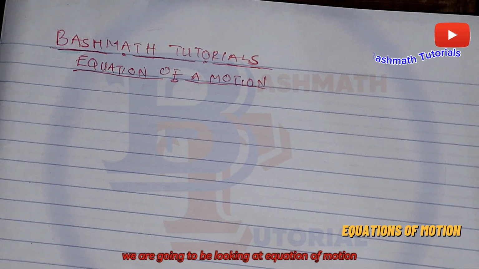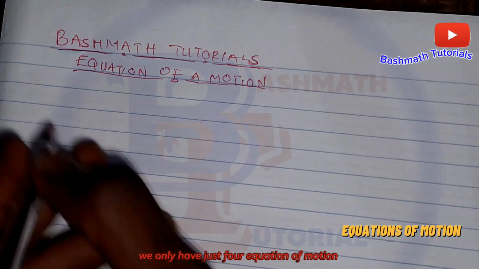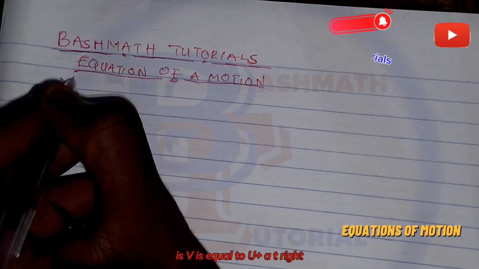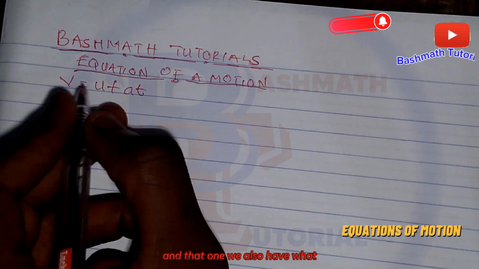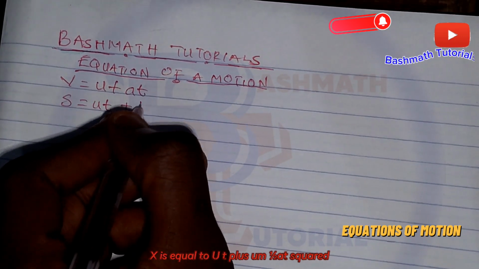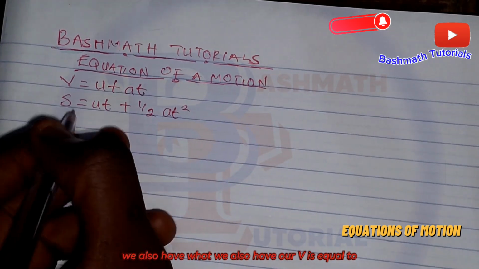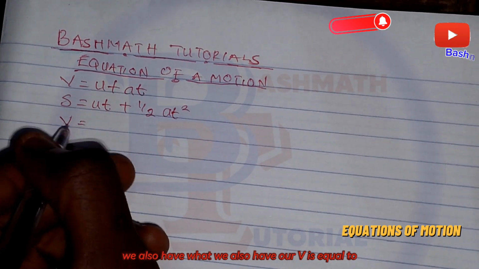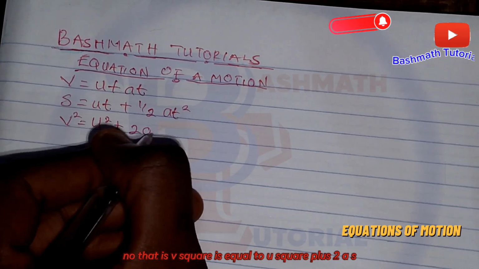In this class we are going to be looking at equations of motion. The first thing is that we have just 4 equations of motion. The first one is v is equal to u plus at. We also have x is equal to ut plus half at squared. We also have v squared is equal to u squared plus 2ax.